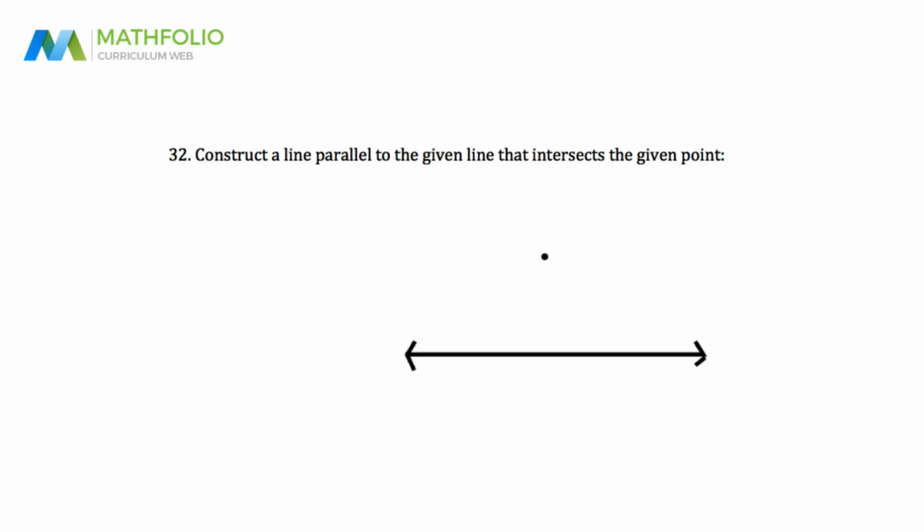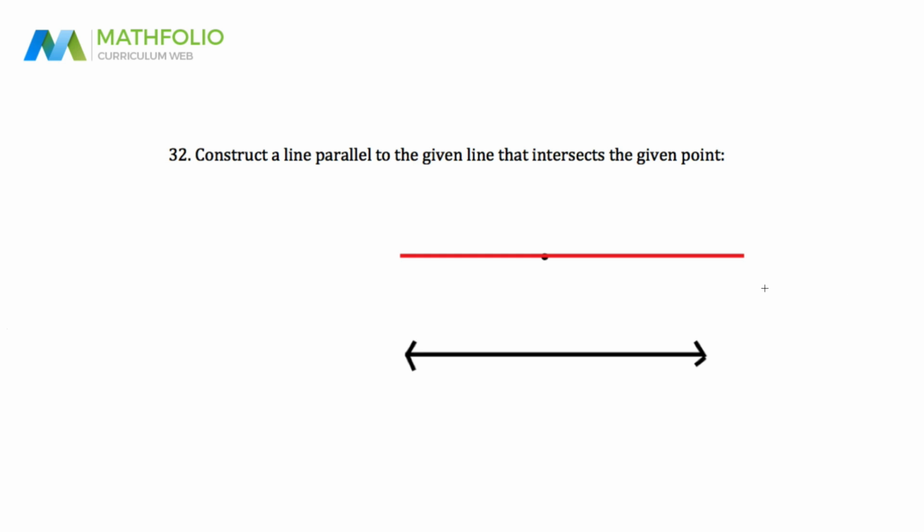Okay, question 32. So this is one of the toughest constructions. Again, the live video of me holding the compass is gonna be more useful, I think. But anyway, I can show you the steps here. We're constructing a parallel line to the given line that intersects the given point. So effectively, we want to end up with something like this. We want to end up with this.